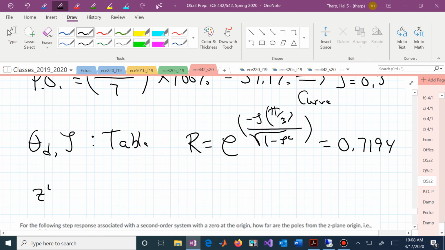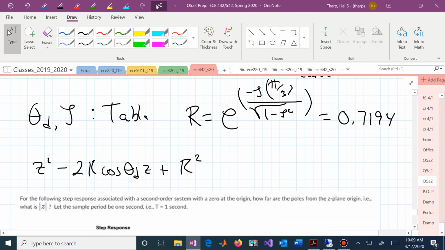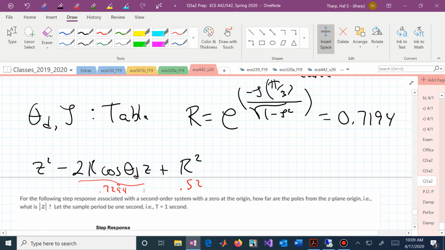So now we have z squared minus 2r cosine theta sub d z plus r squared. R squared for this value of 0.7 ends up being 0.52. Now we might be a little bit off, as I said before, this ended up being 0.7194 or 0.73.